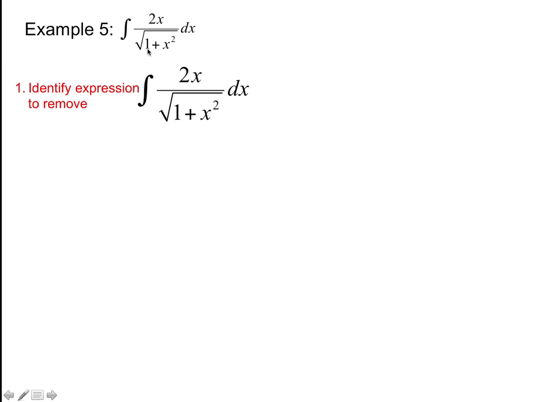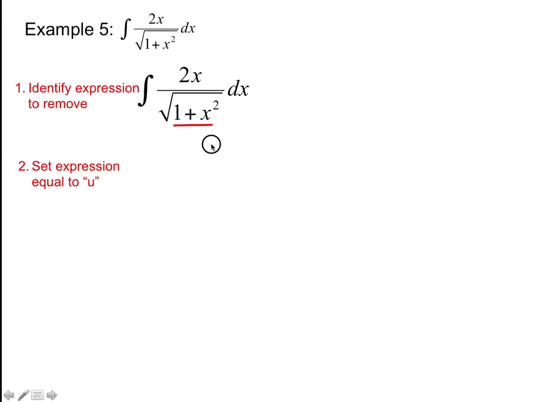The first step is to identify an expression to factor out, so we want to look at the relationship between a function and its derivative. We're going to identify the expression to remove, and that's this function expression right here. When we try to identify that, we look for grouping symbols. In this case, the grouping symbol is the square root sign, so we're going to remove the 1 plus x squared.